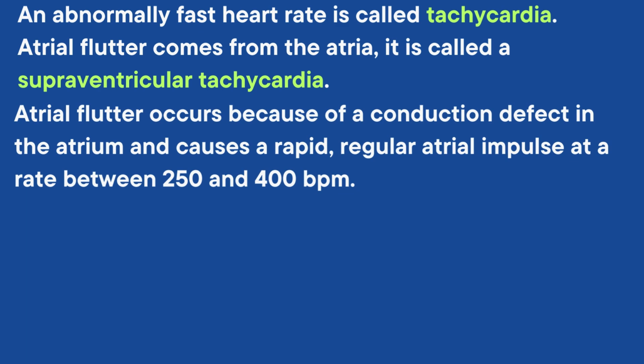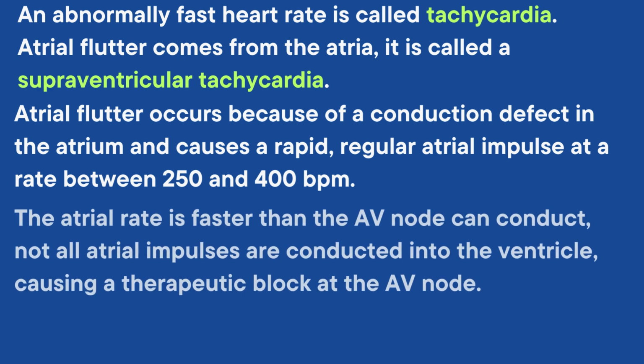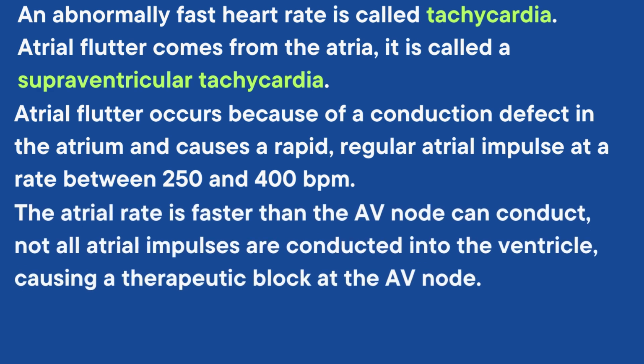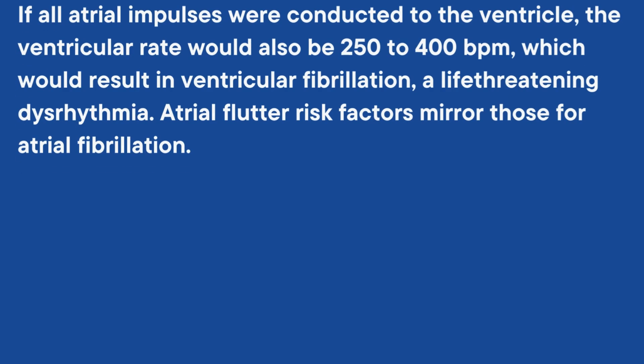Atrial flutter occurs because of a conduction defect in the atrium and causes a rapid, regular atrial impulse at a rate between 250 and 400 beats per minute. Because the atrial rate is faster than the AV node can conduct, not all atrial impulses are conducted into the ventricle, causing a therapeutic block at the AV node. This is an important feature of this dysrhythmia. If all atrial impulses were conducted to the ventricles, the ventricular rate would be 250 to 400 beats per minute, which would result in ventricular fibrillation, a life-threatening dysrhythmia.